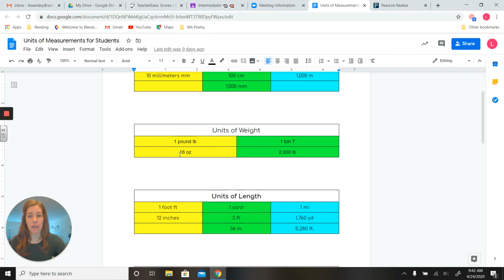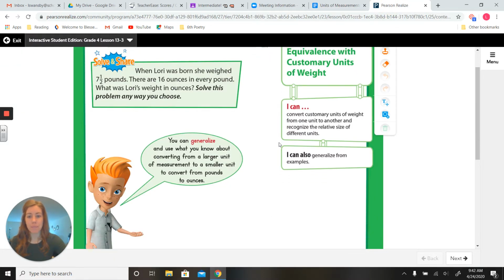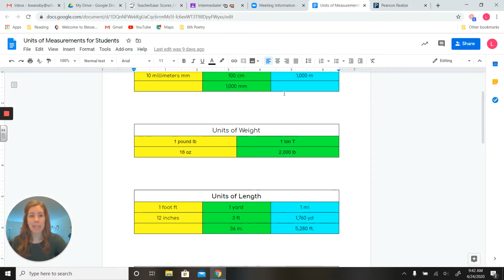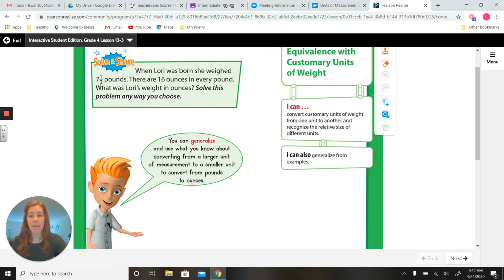Okay, so we see here, they tell us already that there are 16 ounces in 1 pound. That's what we'll be focusing on. This guy here, he kind of looks like a Pete. I don't think that's his real name, but you can generalize and use what you know about converting from a larger unit of measurement to a smaller unit to convert from pounds to ounces. So we want to know Lori's weight in ounces. Well, if 1 pound is 16 ounces, we need 7.5 pounds. So again, just like your first two lessons, we're going to do a little bit of multiplication.